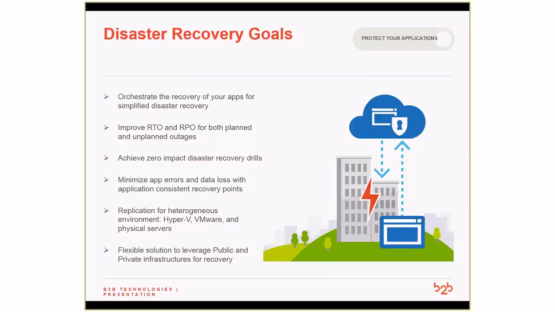So what are our goals of a disaster recovery implementation? The basic functionality of any solution is orchestrating the recovery of applications. It should be repeatable, it should be reliable, and it should simplify the disaster recovery process. So the solution should improve recovery time objectives, as well as recovery point objectives for both planned and unplanned outages. And when we say unplanned outages, a lot of folks might think of BCDR as simply for unplanned outages, but when we talk about planned outages, we can actually leverage our DR solution for things that are not catastrophic in nature.